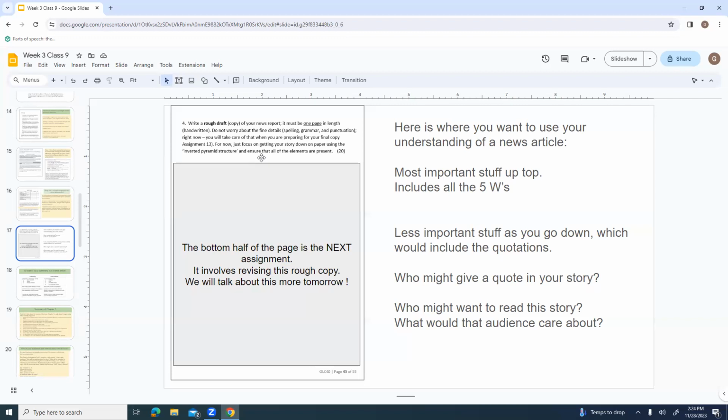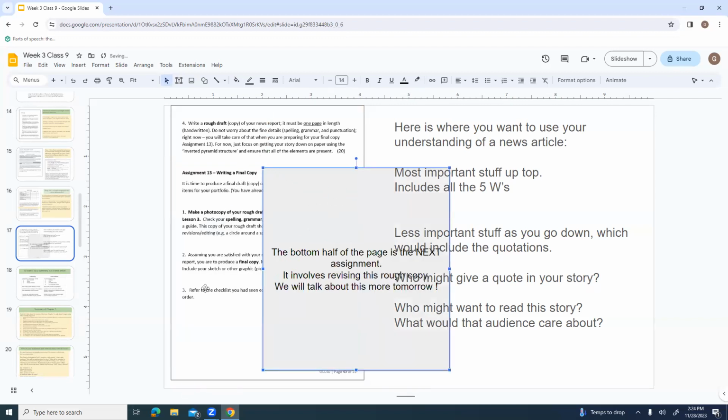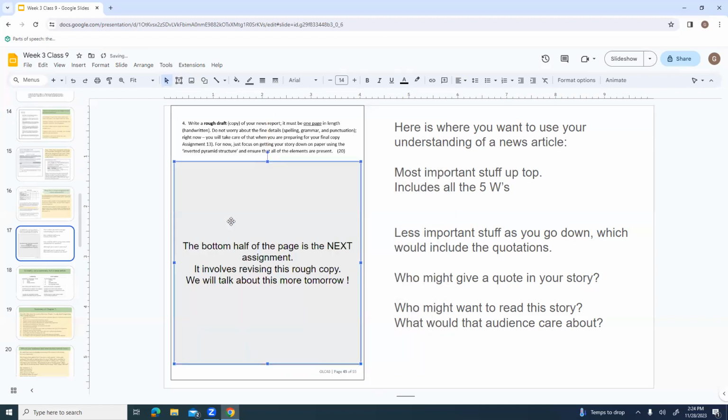Now, I've covered this up just because I think it confuses people, but right here is tomorrow's assignment. Sometimes people get confused and try to hand me in both at once, but don't worry about that. Just do assignment 12 first, and then we will worry about assignment 13, okay?